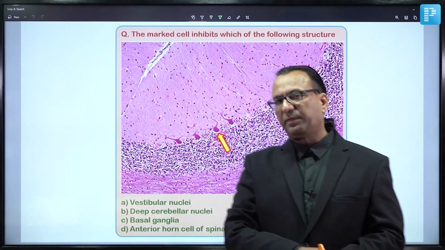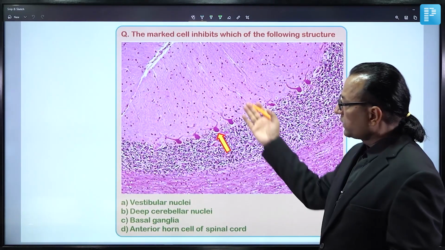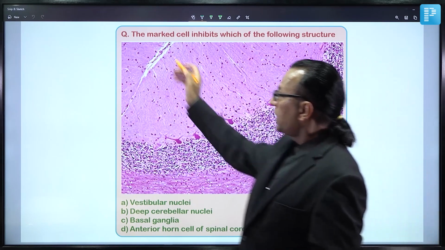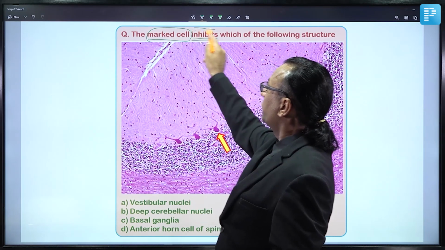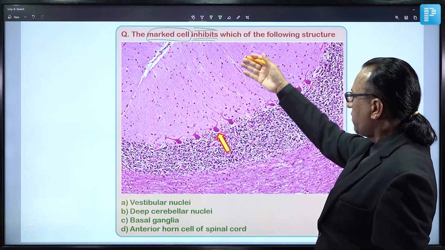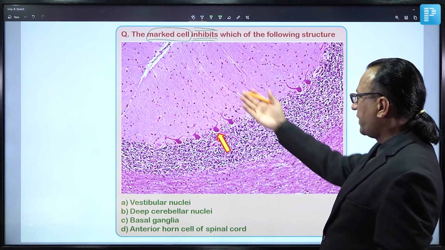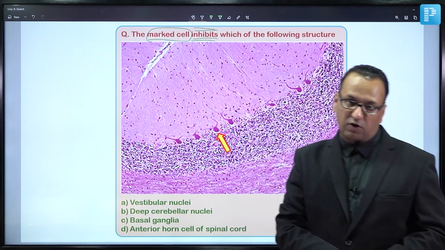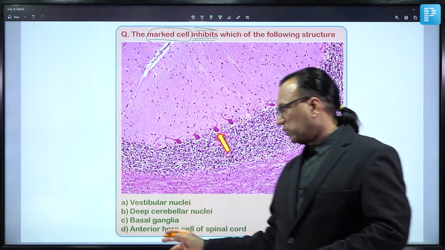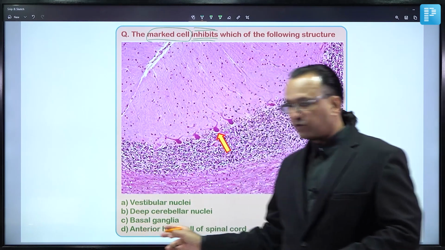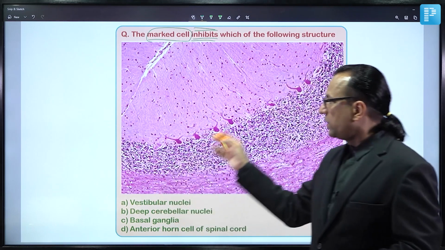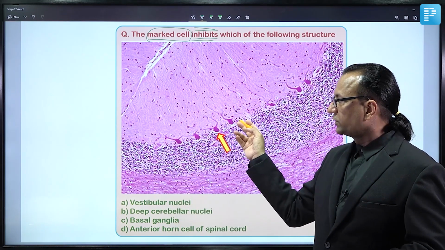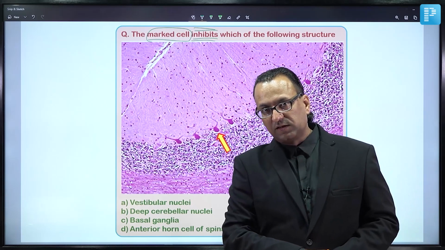A histological picture of the cerebellar cortex with an arrow mark. They're asking, the marked cell is going to inhibit which of the following structures? First of all, we should be able to identify the various cells in the cerebellar cortex, and then we can talk about which nuclei it will be sending inhibitory fibers to. It's a repeat question, and we are actually looking at the middle layer of the cerebellar cortex. There are a total of 5 cells in here.